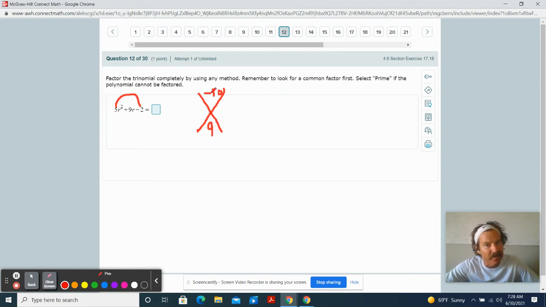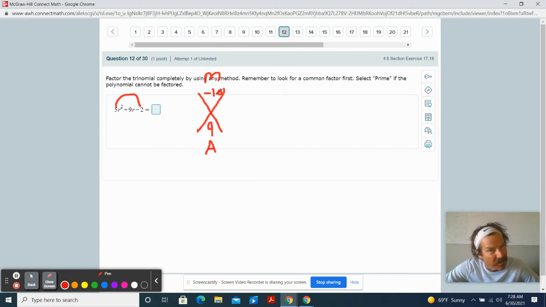Okay, so it's still the diamond, but it's not set up the same way as the diamond was on problems 1 through 11. But the rules of the diamond method are the same. These two numbers have to multiply to get negative 10, and they have to add to get 9.